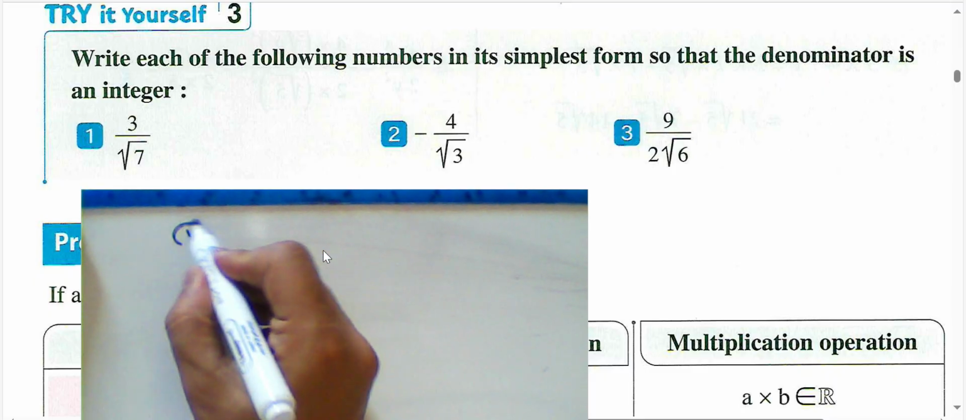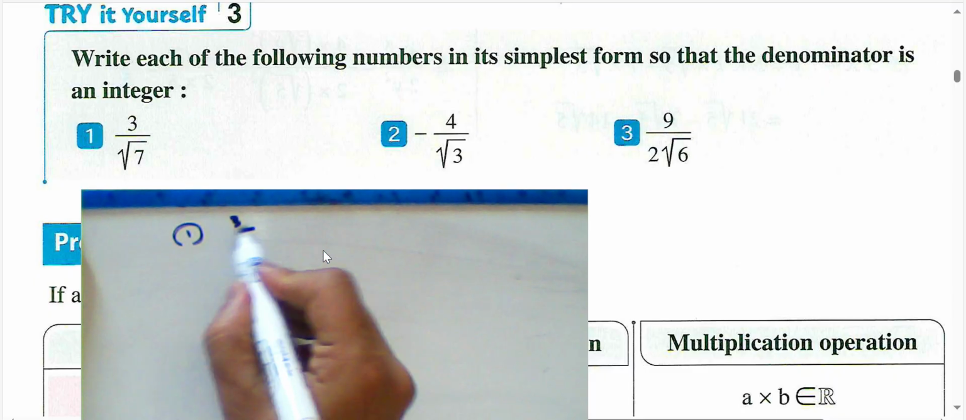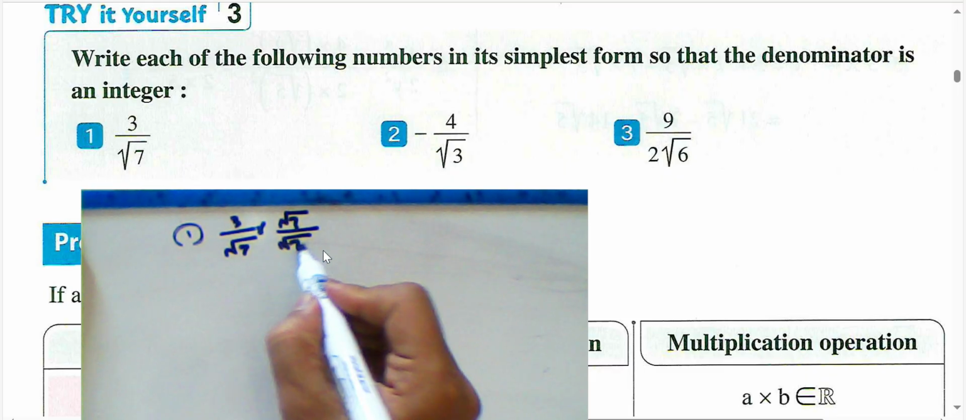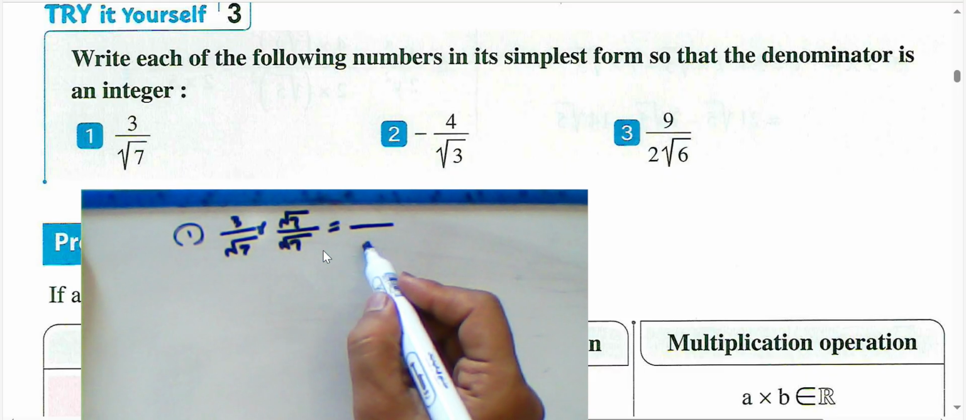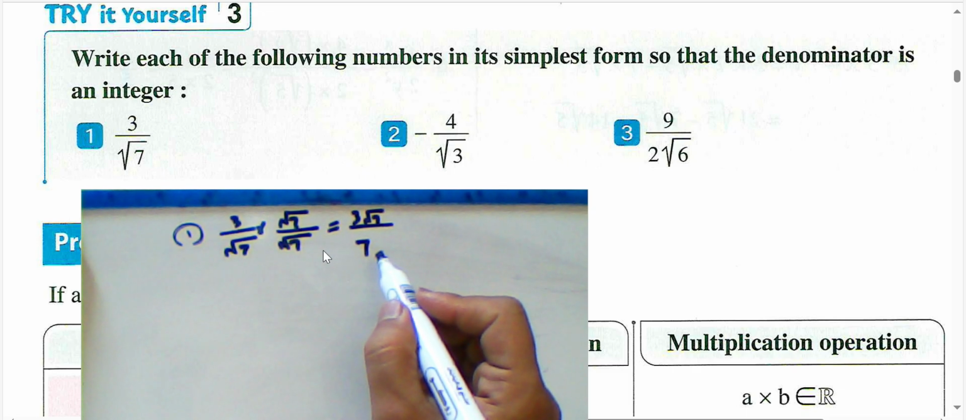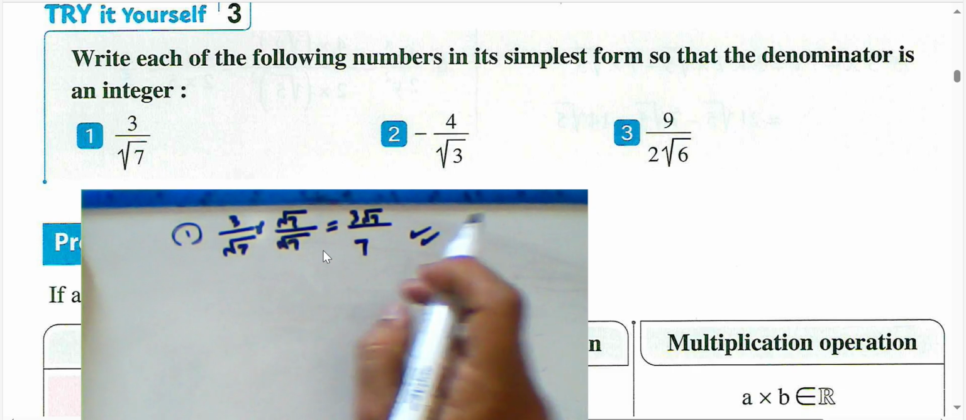Number 1, we have 3 over root 7. We can multiply by root 7 in the numerator and denominator. Root 7 times root 7 equals 7, and 3 times root 7 equals 3 root 7. The simplest form is 3 root 7 over 7.